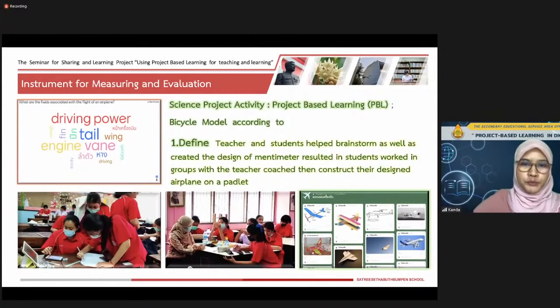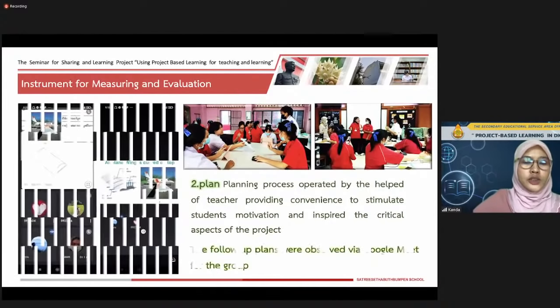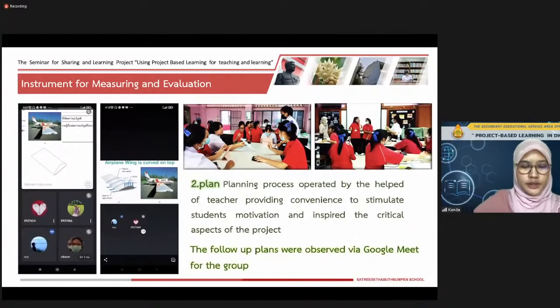Step 2, planning. The process is operated with the help of the teacher, providing convenience to stimulate students' motivation and inspire the critical aspect of the projects. Then the follow-up plan was observed via Google Meet for the groups.